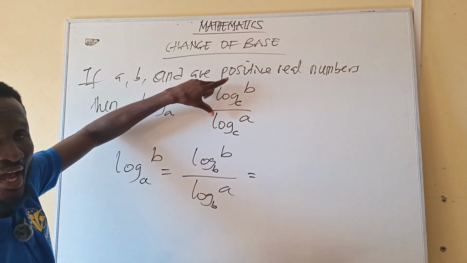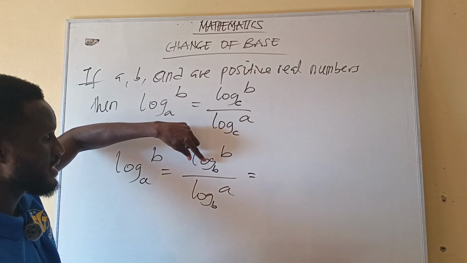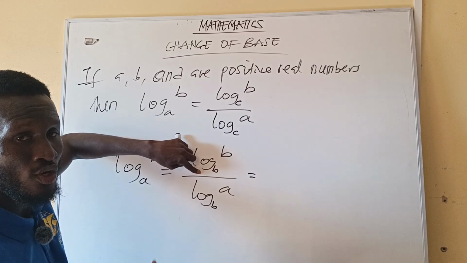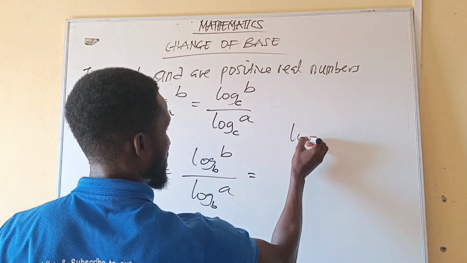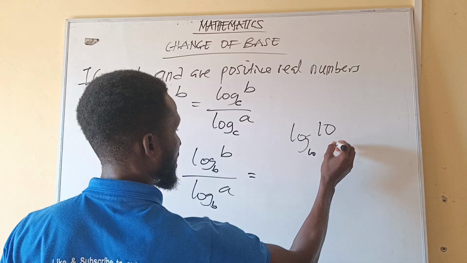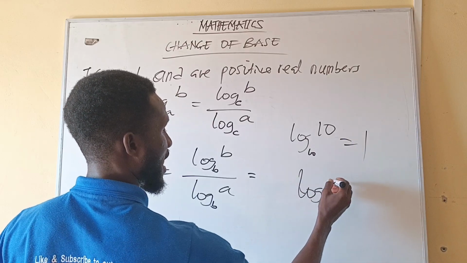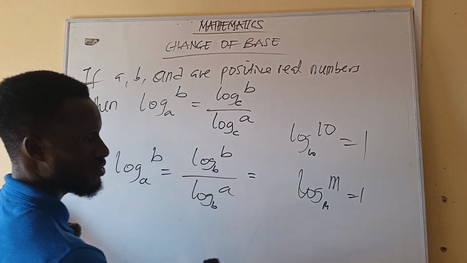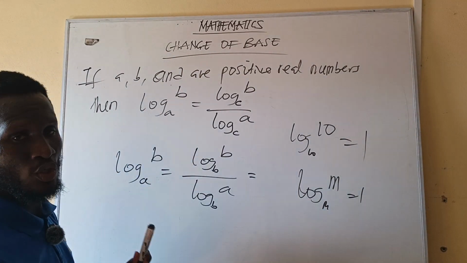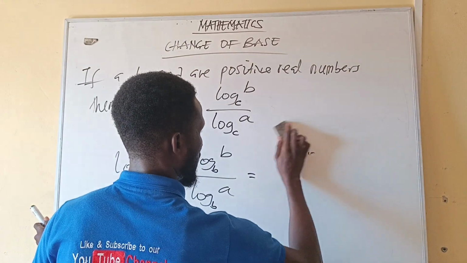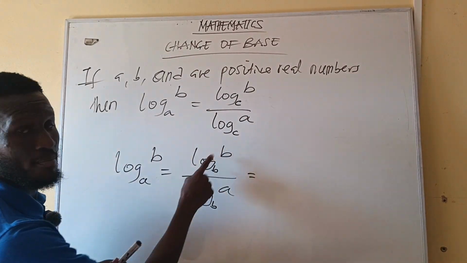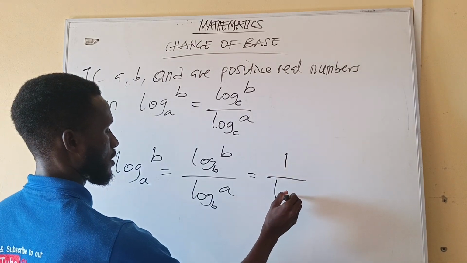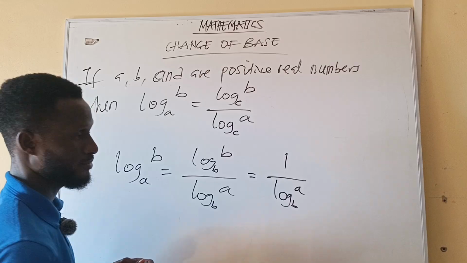How am I going to do it? You apply the same process, but in this case I'm changing the base to B. So what's going to happen? We have log B base B, and don't forget that log of the same base is 1. If I have log 10 base 10, it is equal to 1. If I have log m base m, it's equal to 1. So if I have log of the same base, it's equal to 1. So in this case, log B base B will give us 1 divided by log A base B.